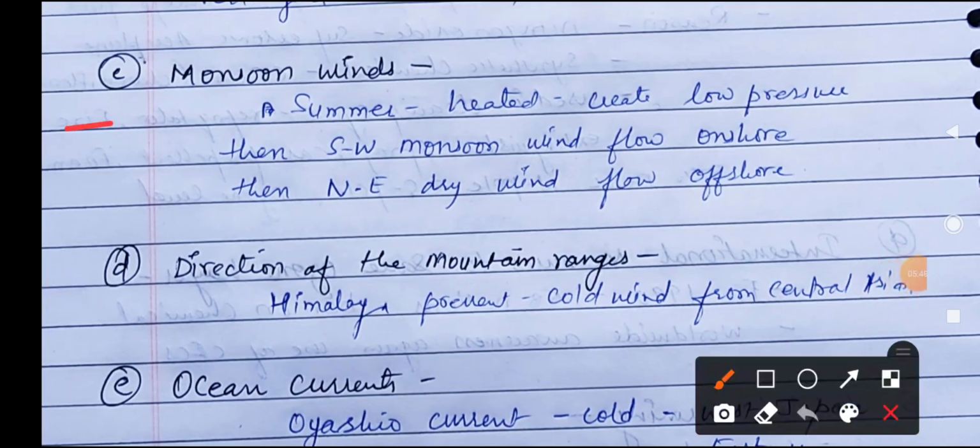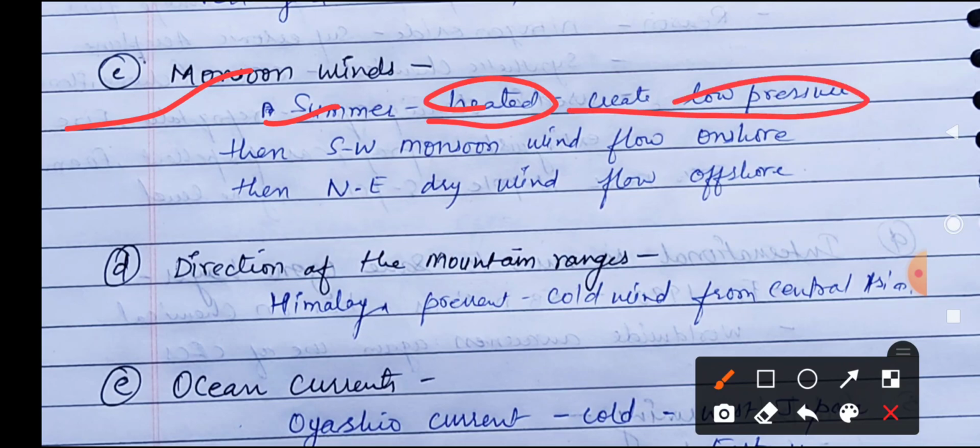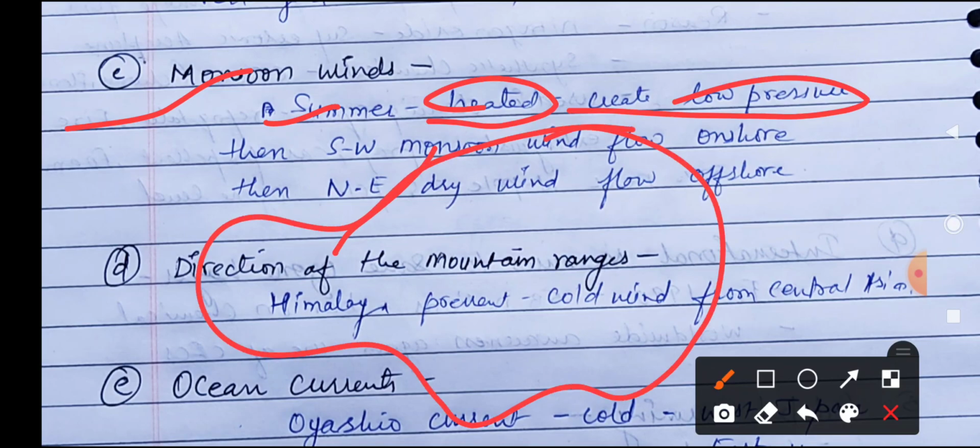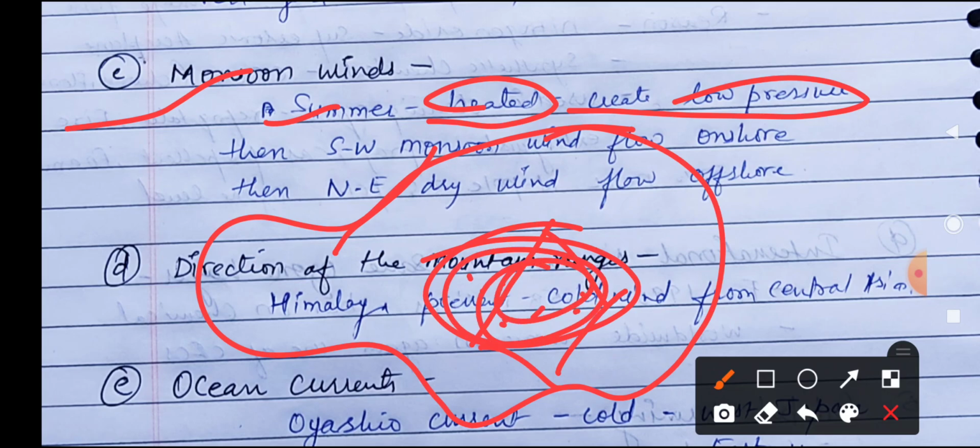Then monsoon winds. Monsoon winds mean that in summer a heated area creates a low pressure. How? Now understand. If I'm giving the example of India, here in this Asia, here it is India. Because it is in the central part, during summer it gets heated, and due to the heating, a low pressure is created in this zone, and at the outer boundary it creates a high pressure, and because of that, what will happen?